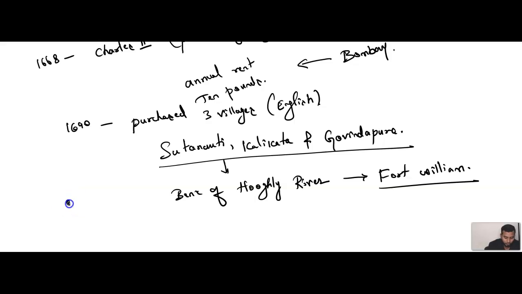ये जो फोर्ट विलियम जो है इसके सराउंडिंग में जो सिटी डेवलप हुआ उसके बाद में that city is named as Calcutta. Now understood how Calcutta came? Understood? After they built Fort William, around that city has been grown. That city name is Calcutta.